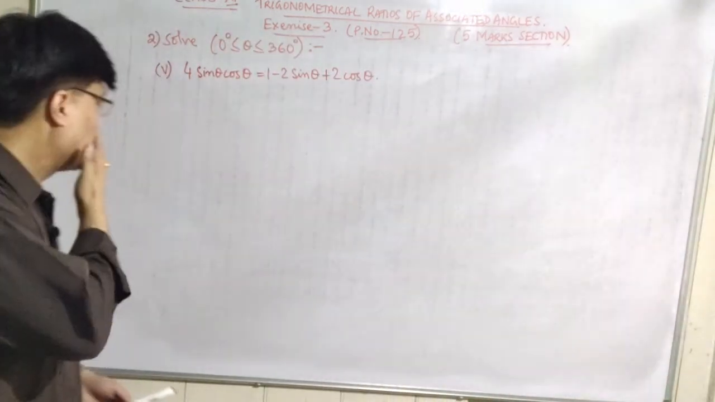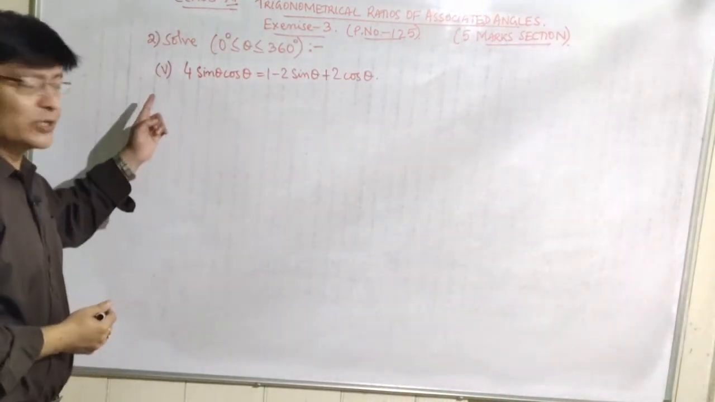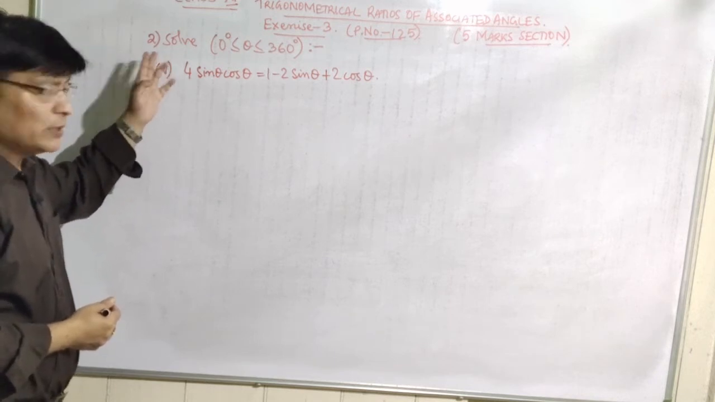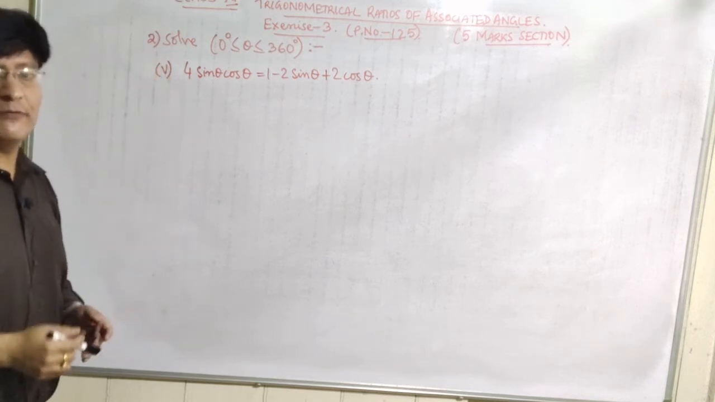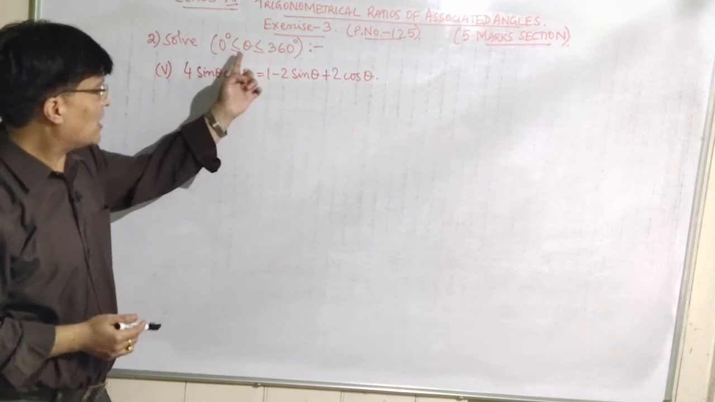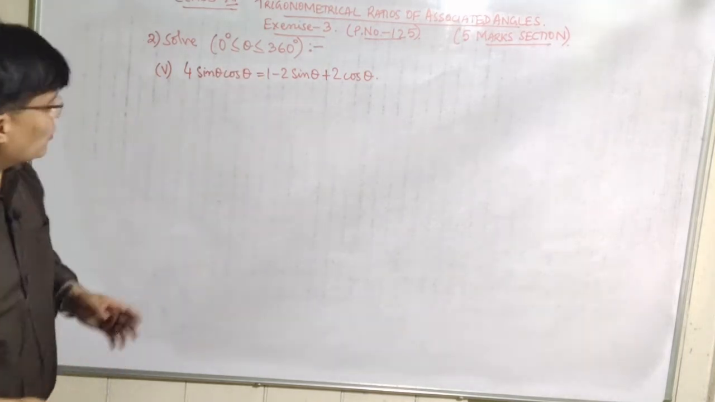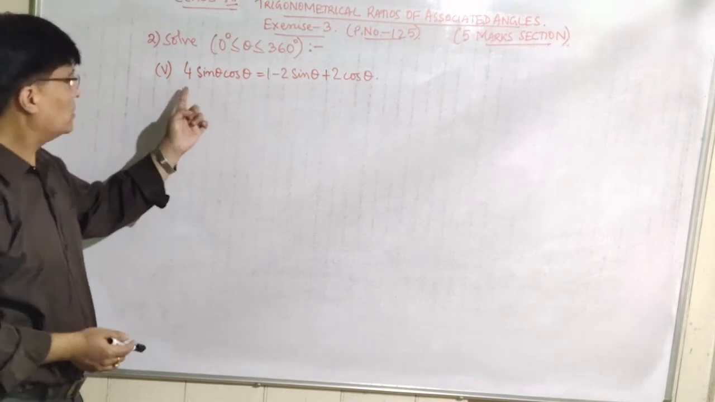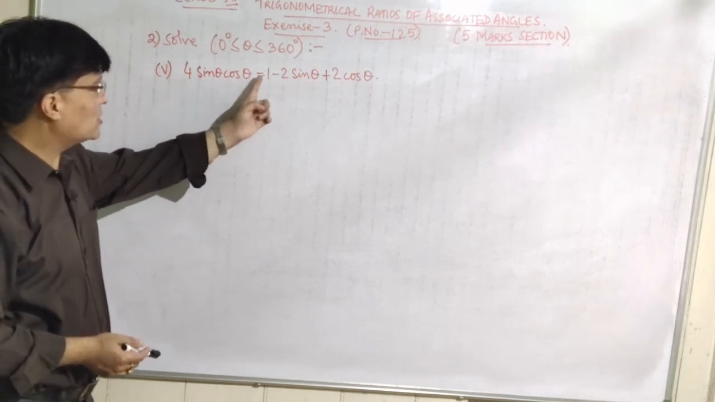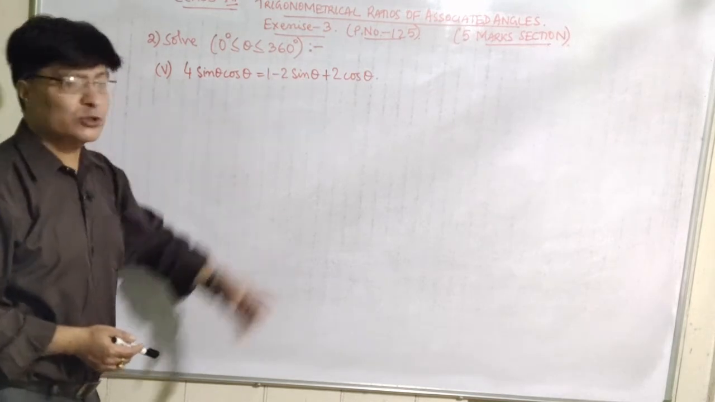So now we'll do the next question, that is question number 5 of number 2. Here also you have to solve it, get the value for theta. Now theta lies within 0 degree and 360 degree. So the question is, you have to solve this equation. 4 sin theta cos theta is equal to 1 minus 2 sin theta plus 2 cos theta.